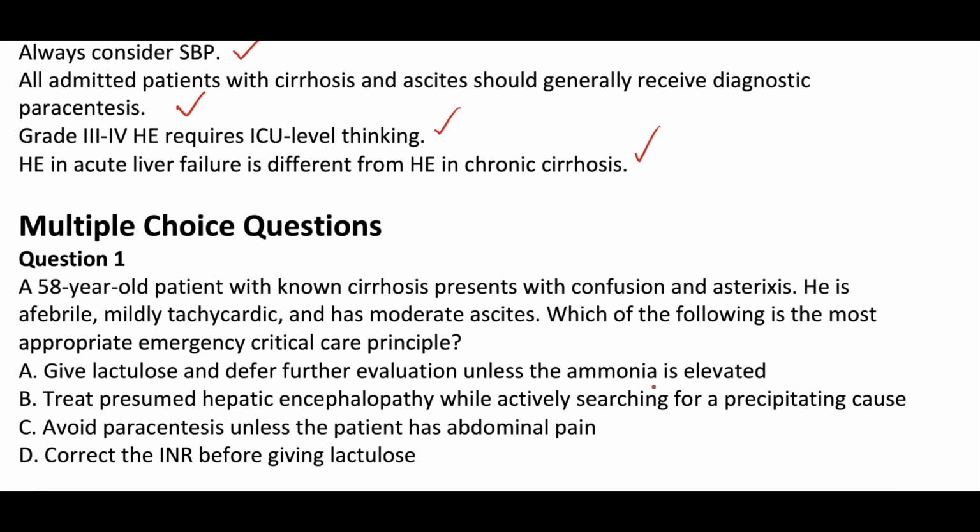Question 1. A 58-year-old patient with known cirrhosis presents with confusion and asterixis. He is afebrile, mildly tachycardic, and has moderate ascites. Which of the following is the most appropriate emergency critical care principle related to this?